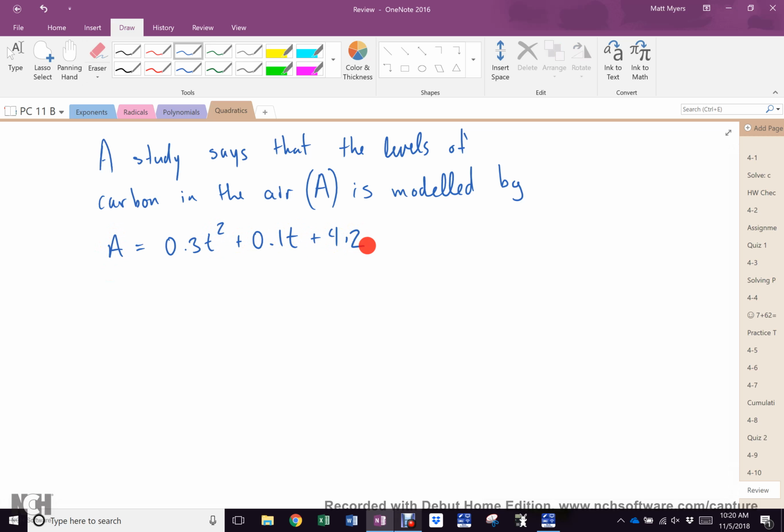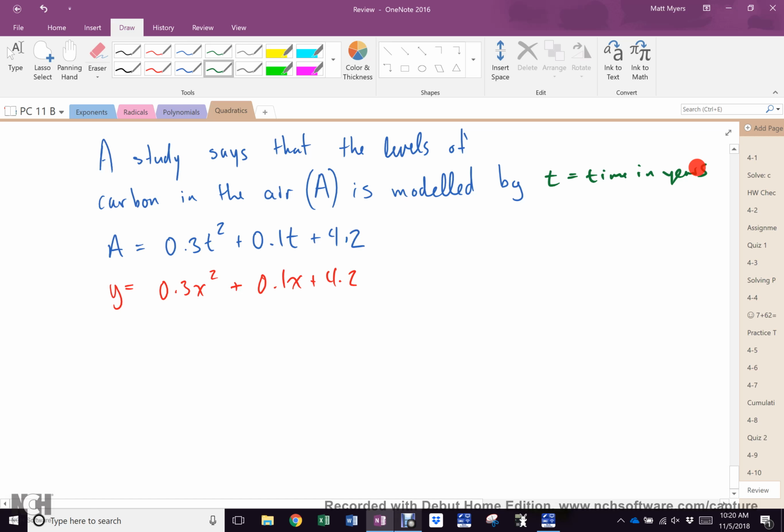Everybody understand the equation? What must t be? Right. So if we were going to write this in math class, it would be y equals 0.3 x squared plus 0.1 x plus 4.2. A is the level of carbon. T equals time in years.